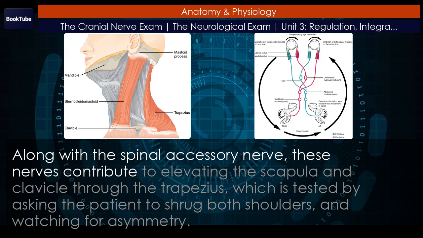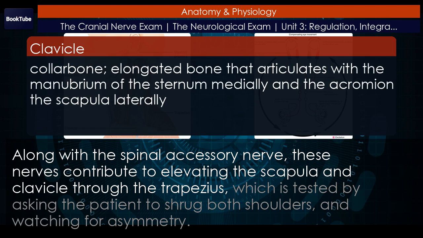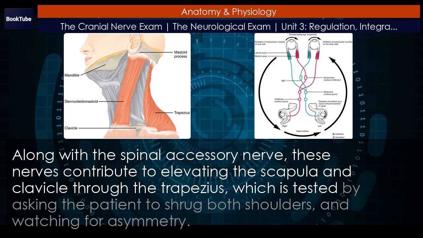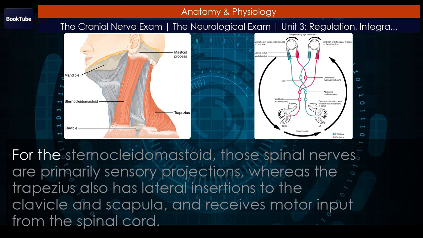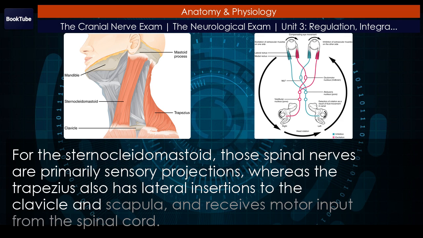These nerves contribute to elevating the scapula and clavicle through the trapezius, which is tested by asking the patient to shrug both shoulders and watching for asymmetry. For the sternocleidomastoid, those spinal nerves are primarily sensory projections, whereas the trapezius also has lateral insertions to the clavicle and scapula, and receives motor input from the spinal cord.